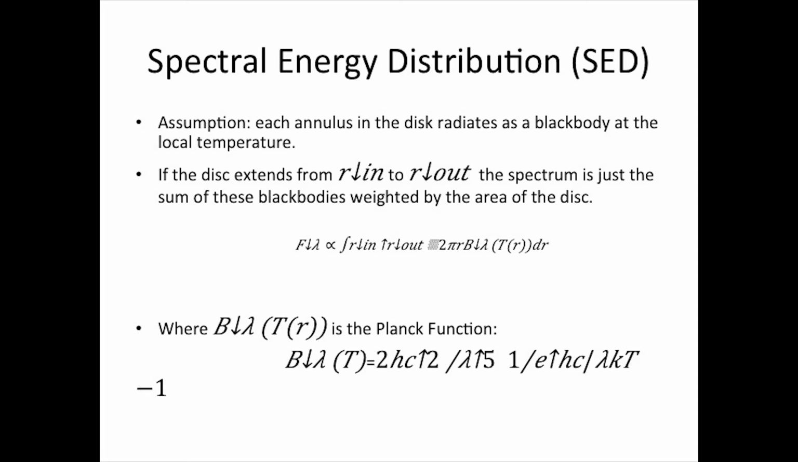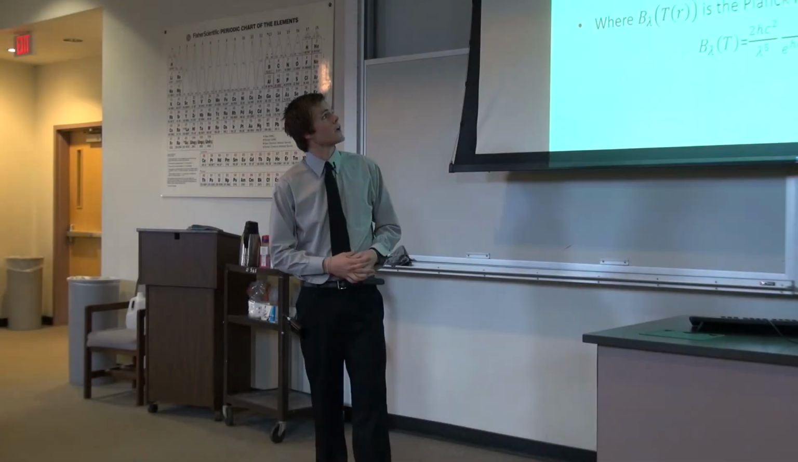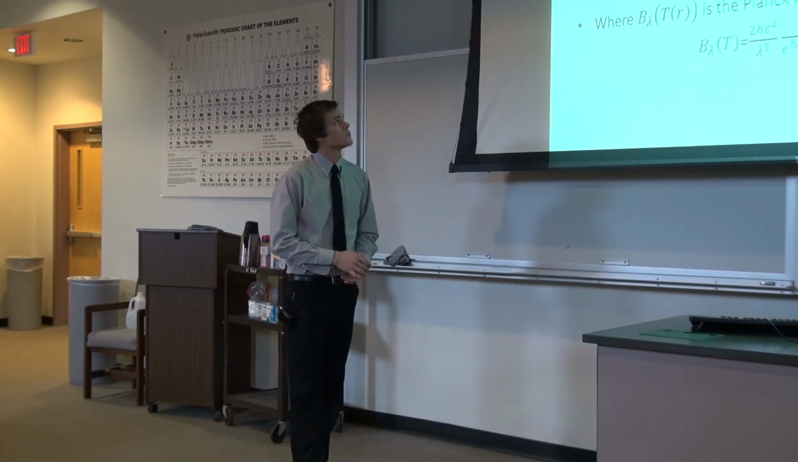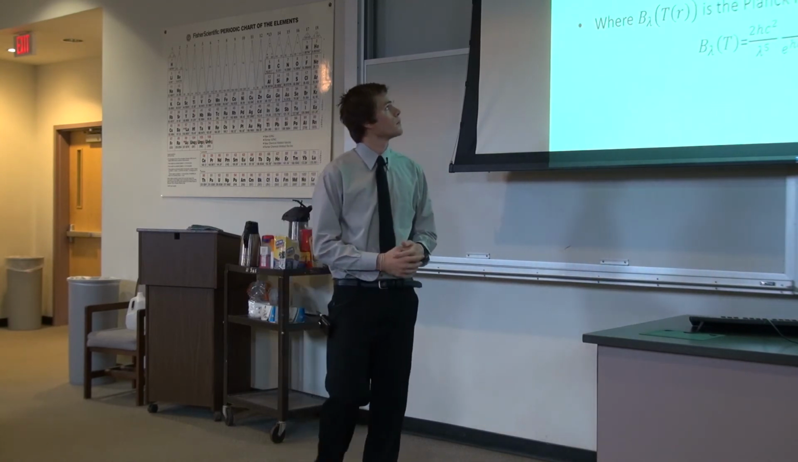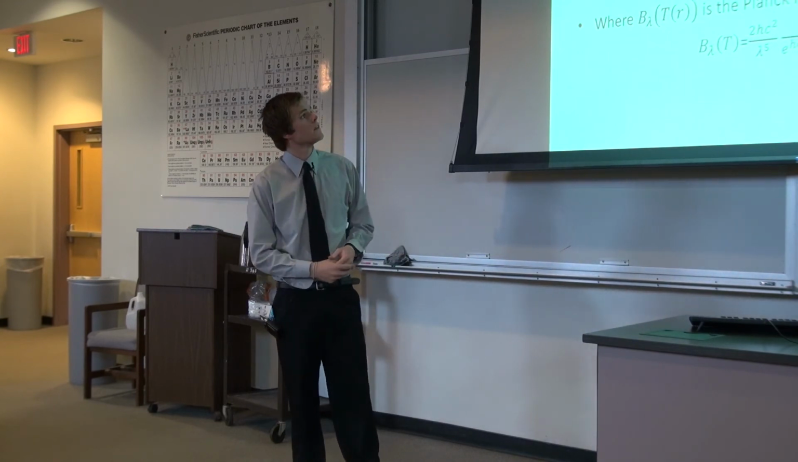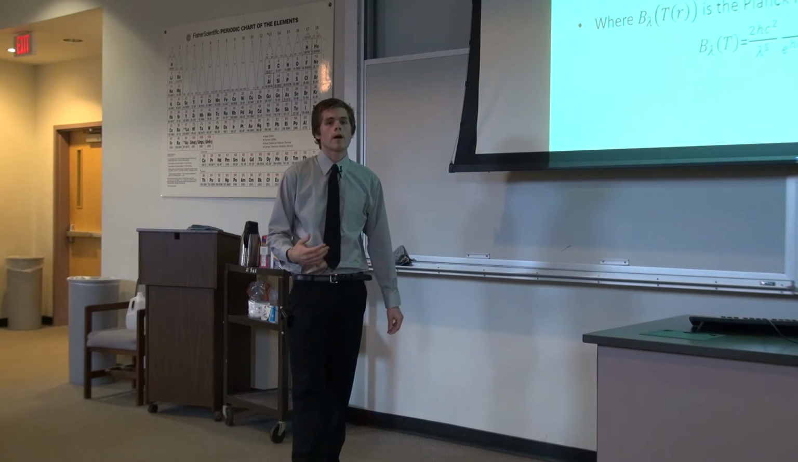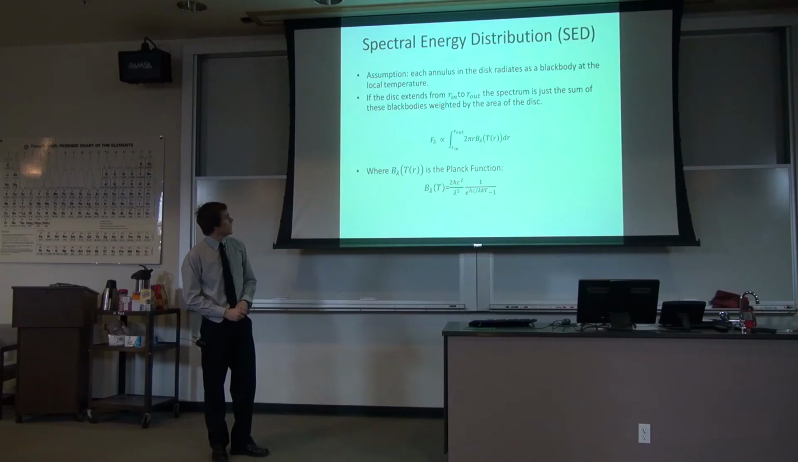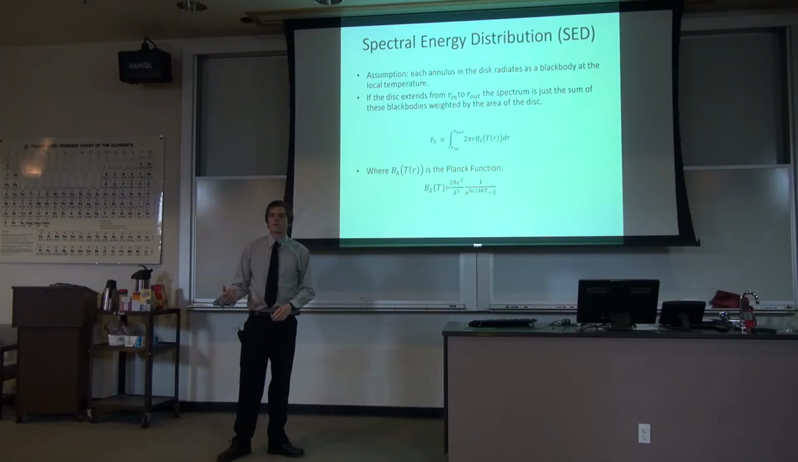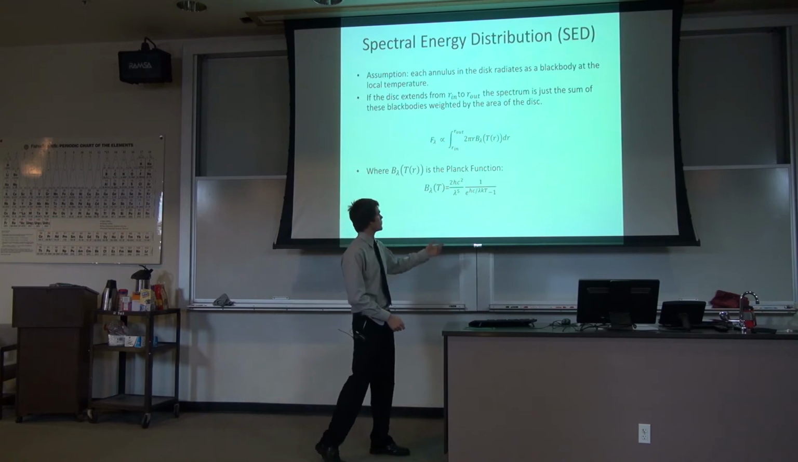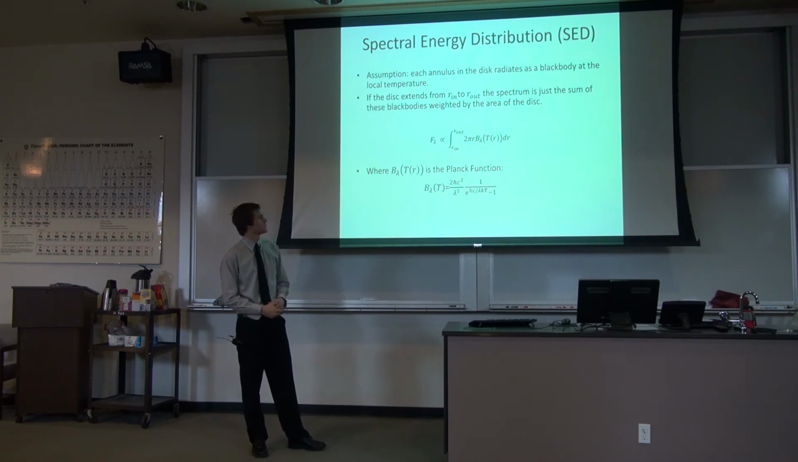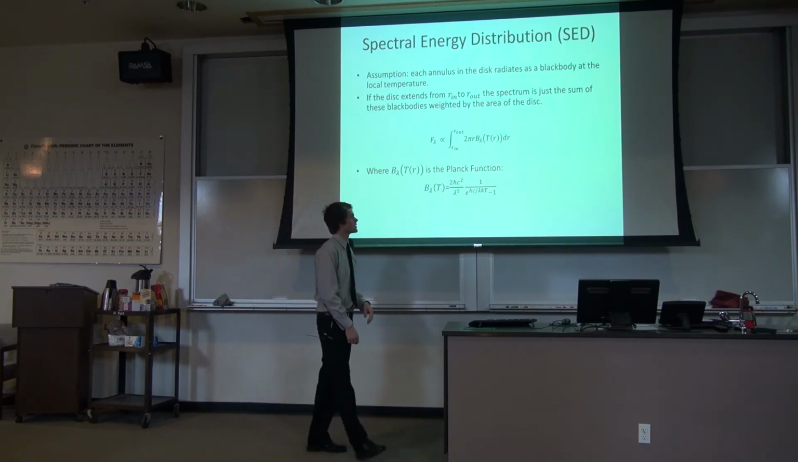And in order to do so, we make the assumption that each ring within the disk, each annulus ring, is radiating as a black body at that local temperature. So if the disk extends from an inner radius to an outer radius, the spectrum is just the sum of these black bodies weighted by the area of the disk, which is given by that equation there, where B of lambda is the well-known Planck function from modern physics, and it's given by this equation here, where h is Planck's constant, c is the speed of light, lambda is the wavelength, k is Boltzmann's constant, and T is temperature.